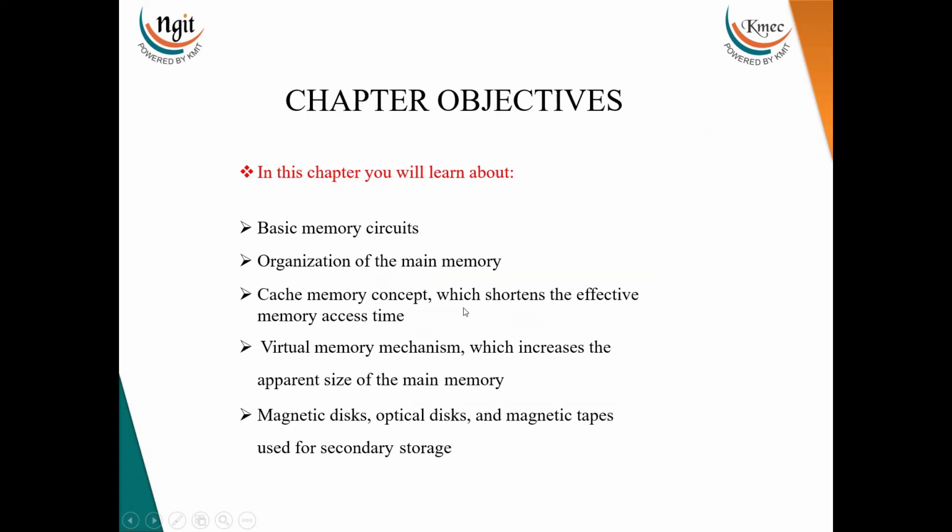memory concept which increases the speed of the system, virtual memory mechanism which increases the apparent size of the main memory, and along with these memories we are going to study the secondary storage devices like magnetic disk, optical discs, and magnetic tapes. So these are the different types of memories we are going to study: main memory, cache memory, virtual memory, and secondary memory.